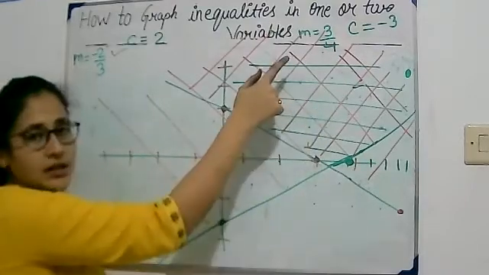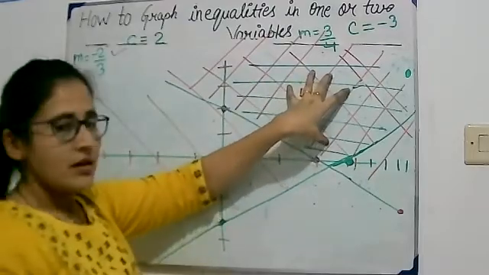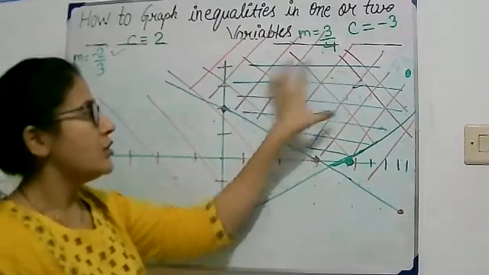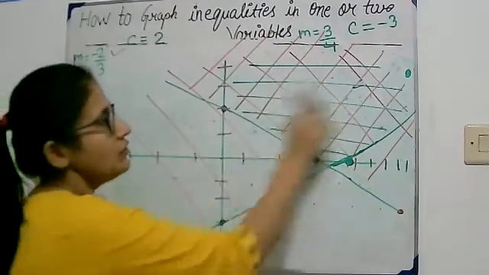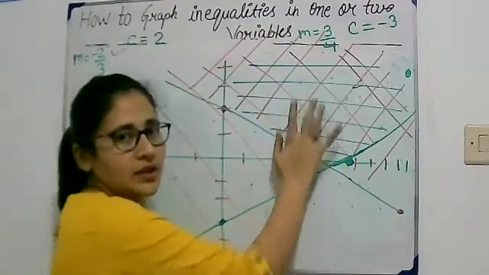This is simultaneous, so we will compare which is the overlapping area. We will see the overlapping area. So this is the common solution area. So this range we will shade. This will be the answer. Common shaded region will be the answer.